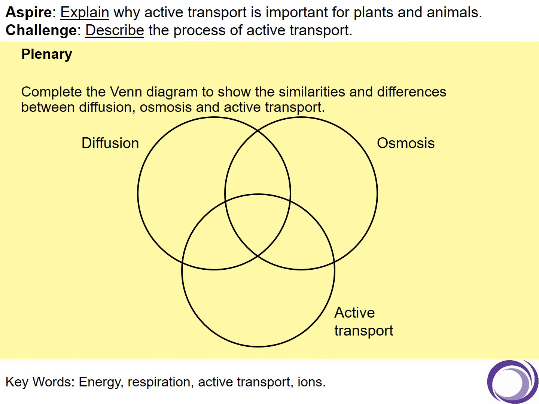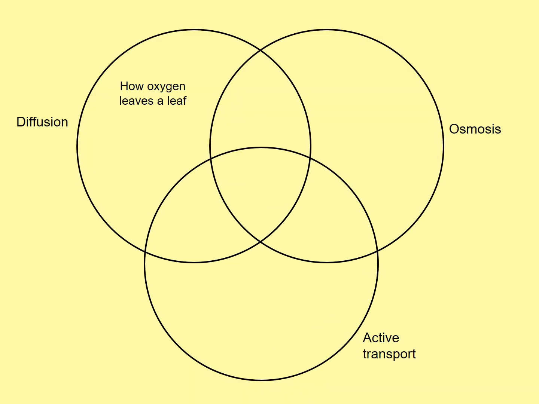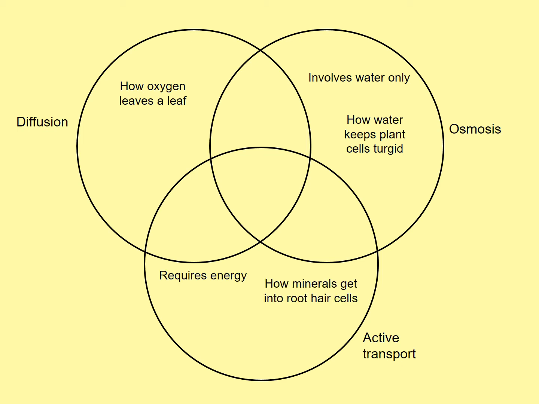Okay, let's have a look. So these are the things you've got to put in. Diffusion is about how oxygen gets into a leaf. That's just different. Osmosis, like I said before, only involves water, and it helps keep the plant cells turgid. That means really strong. Active transport has big differences. It requires energy, and it's how we get minerals into the root hair cells. And it's against a concentration gradient, or you might have put from a low concentration into a high concentration.